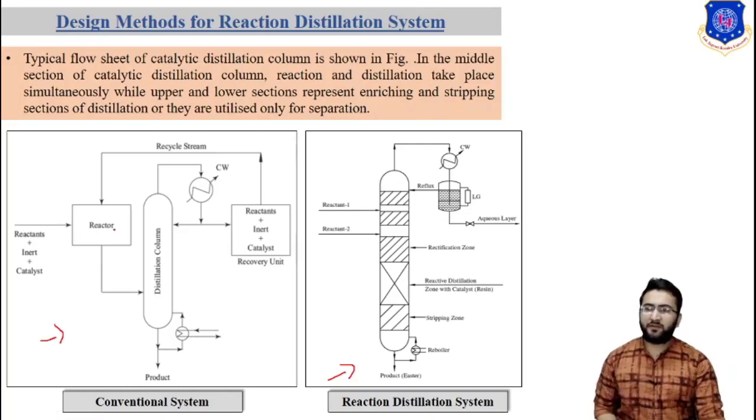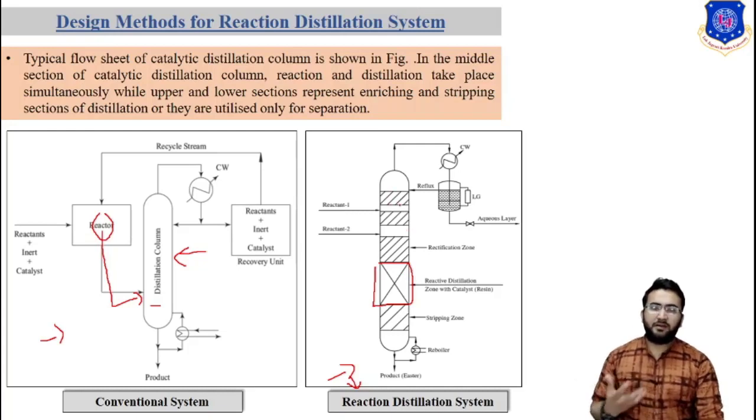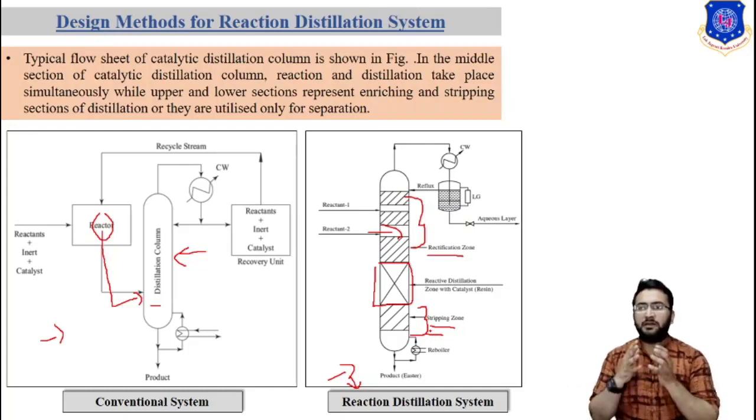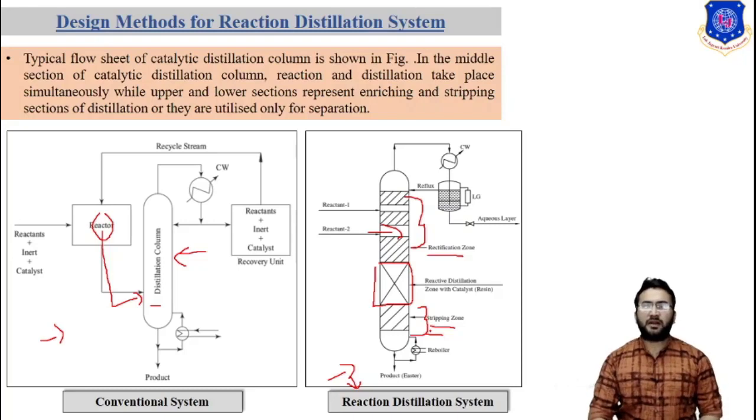In the conventional process, first the reaction occurs and then the product is sent to the distillation column where separation occurs. Mostly for separation, we use distillation. But if we use reactive distillation, the reaction occurs in this reaction zone, and separation occurs in the top section, known as the rectification section, and the bottom section, known as the stripping section. So separation occurs in the rectification section and stripping section. This is the basic concept and design methodology for reactive catalytic distillation design.